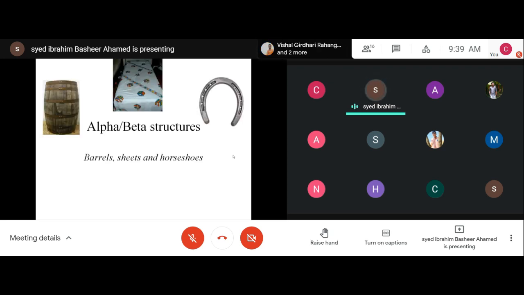Basically, there are three motifs or three kinds of structures in alpha beta, that is, mixed secondary structure. Okay, so one is a barrel kind of structure, another is a sheet kind of structure, and another is a horseshoe structure. So there are three different domains, or three different motifs, that can be formed by the mixed alpha beta secondary structures. These are the common things that you have to get.